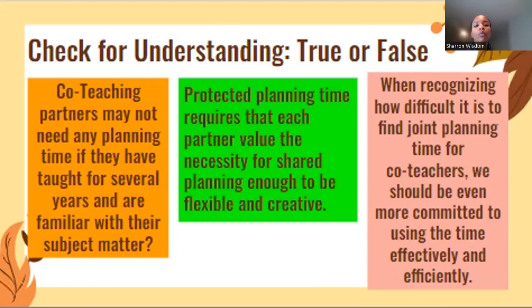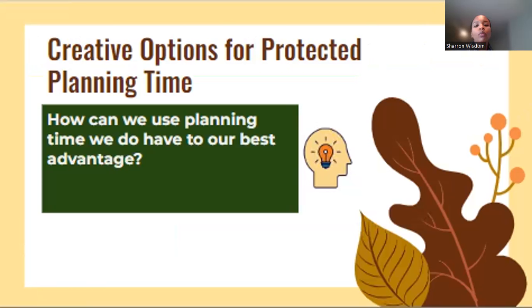And the last one, we're recognizing how difficult it is to find joint planning time for co-teachers. We should be even more committed to using the time effectively and efficiently. Yes, that's true. We need teachers to be dedicated to that time. Put on your timers for 25 minutes and make sure that you are using that time to actually plan.